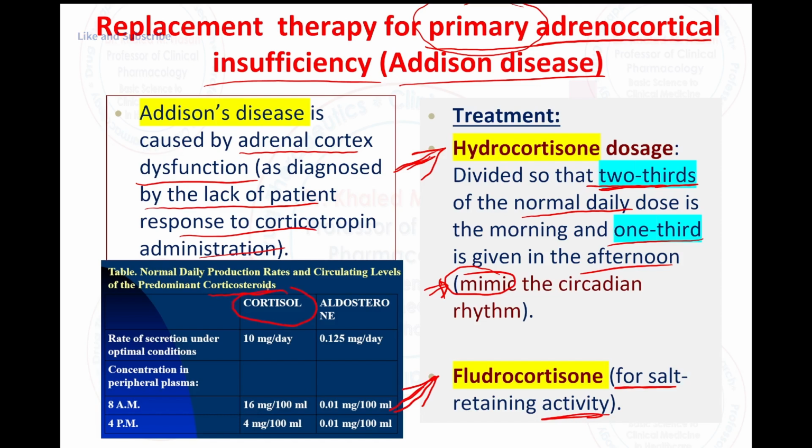Here they talk about cortisone and start looking at the morning. The rate of secretion at 8 a.m. is 16, and at 4 p.m. we have 4. As you can see, we try to mimic the concentration. We give a high dose in the morning and a lower dose in the afternoon. However, the same does not apply to aldosterone, because we have a fixed concentration. We prescribe the same amount of fludrocortisone morning and afternoon. No need for this fixed combination.